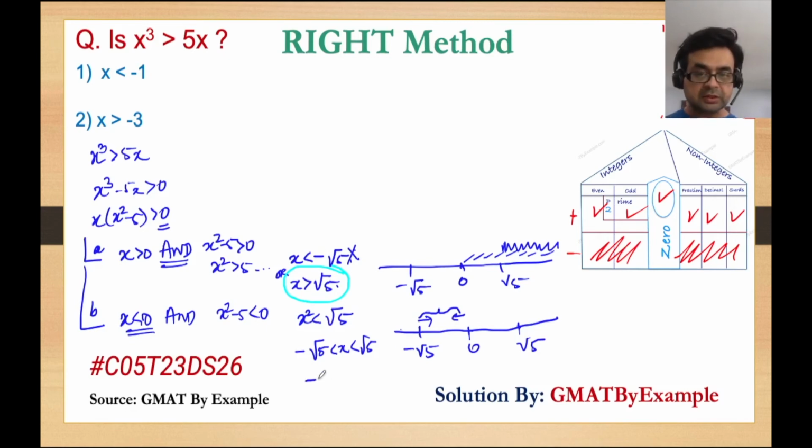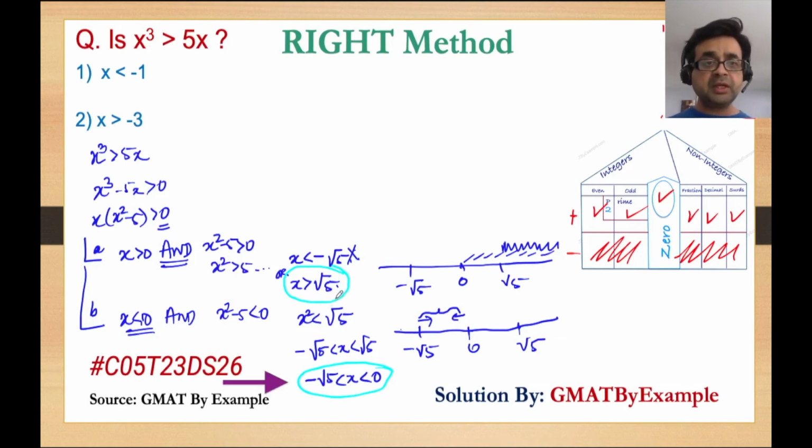So this results in the second possibility in pathway B. We can answer yes to the asked question. Now we know where we get yes to the asked question. Everywhere else the asked question is no. So if x is greater than 0, then at x greater than root 5, we are going to get yes to the asked question. If x is less than 0, then between minus root 5 and 0, we will get yes to the asked question.